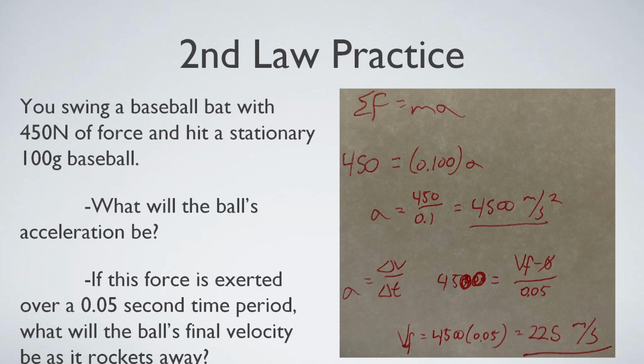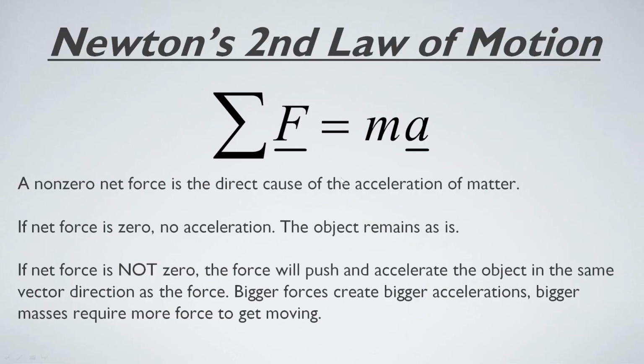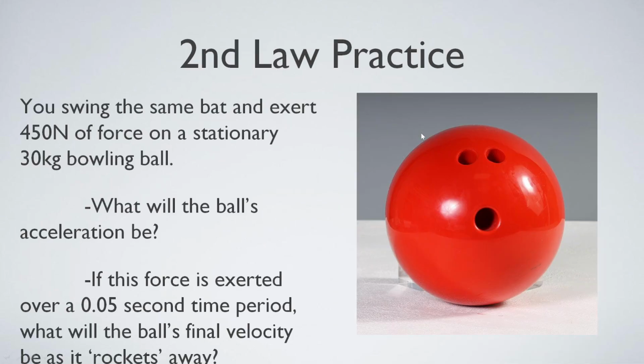Now, to tie back to the law itself, net force equals mass times acceleration. That means that all three of these concepts are linked: force, mass, and acceleration. The size of the object, the mass of the object, affects how the force responds to it. So to demonstrate that, we're going to take the same 450 Newton force and apply it to this bowling ball. And I don't know if you've ever tried to play baseball with bowling balls, but it doesn't go very well, as we're about to demonstrate.